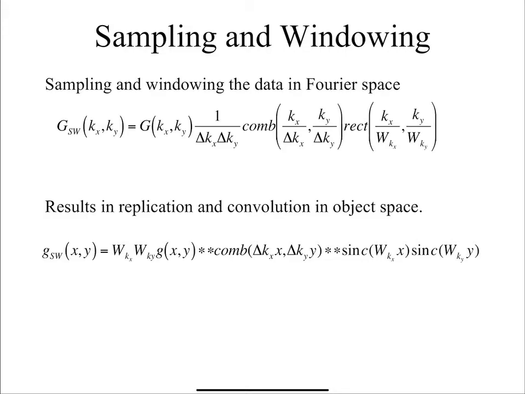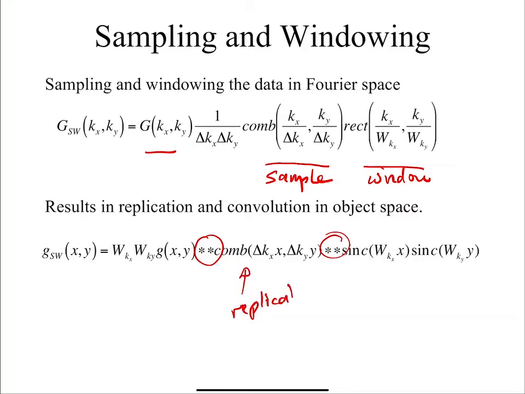So that's just drawn here in equation form. This is the ideal Fourier transform. This is multiplying by that sampling function, and this is multiplying by that windowing function. So this is sample and window. Then we end up convolving with the comb function, so this replicates. And then convolving with these blurs. All right, so that's the basic picture that we have.